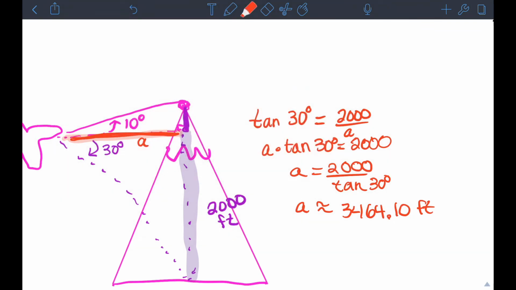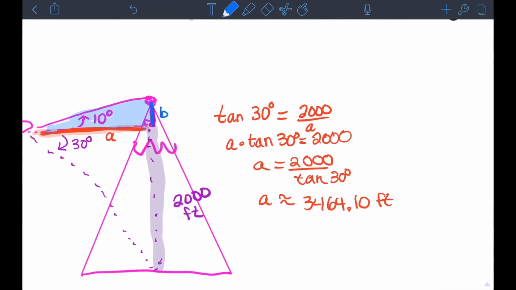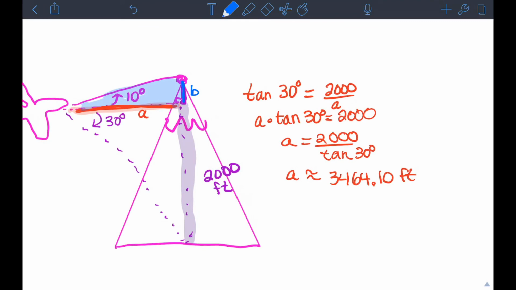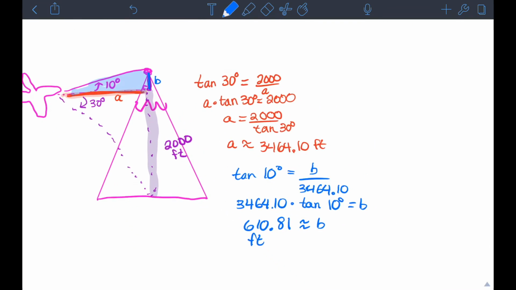All right, now I can use that, and it gives me enough information to go back to that top triangle and find that side in purple that I actually need right here. So we're going back to that top triangle. We want the opposite side for our 10-degree angle, have the adjacent side. So again, we're going to go tangent. I could do tangent of 10 degrees would be equal to B divided by what I just found, about 3,464 and 1/10 feet. Solve that one, and I'll end up with how far it is from the plane to the top of the mountain is about 610 feet.